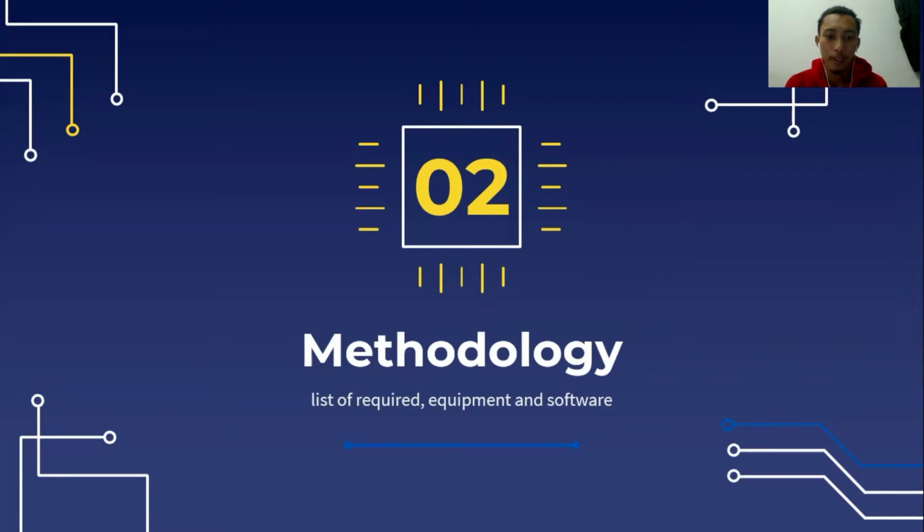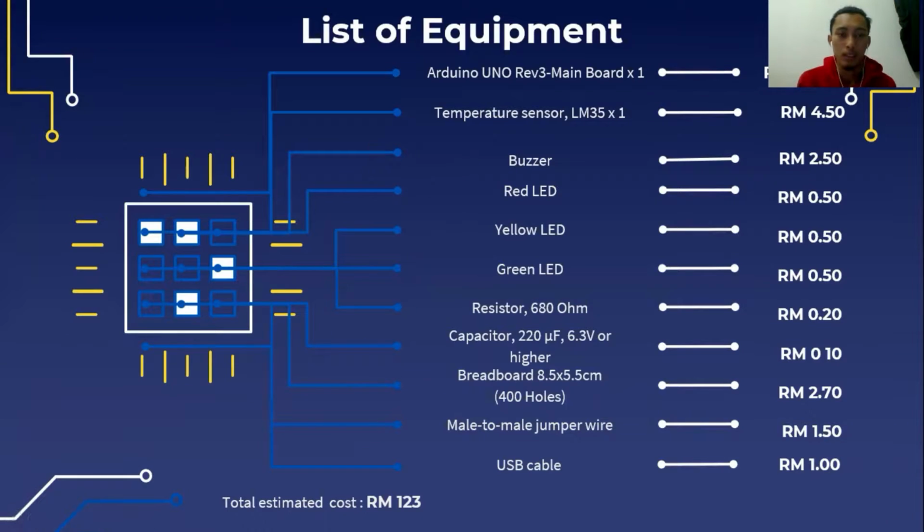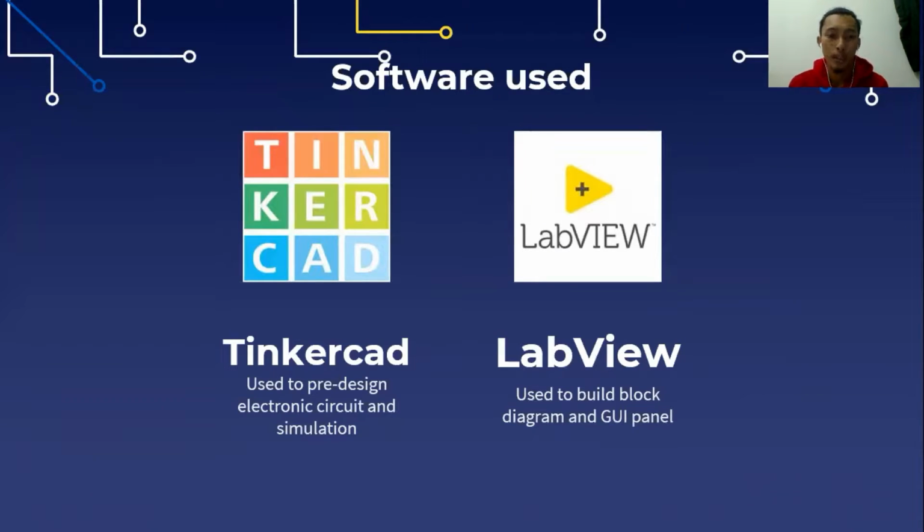I will continue the presentation about the methodology. It's for the list of required equipment and software. For the list of equipment, we are using Arduino Uno Rev3, temperature sensor LM35, buzzer, 3 LEDs, resistors, capacitor, and a few other circuit items. Our total cost will be 123 ringgit. For the software, we are using Tinkercad and LabVIEW. Tinkercad will be used for the pre-designed electronic circuit and simulation, while LabVIEW will be used to build the block diagram and GUI panel.